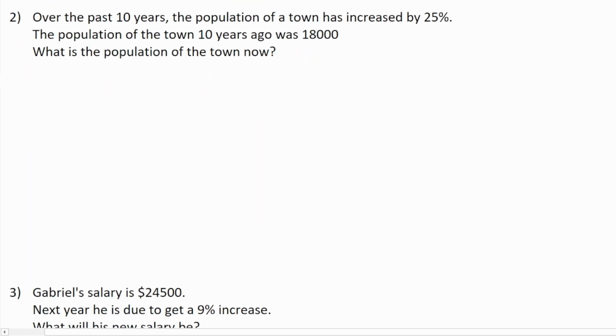Now moving on to exercise 2. Again, you should pause the video, try to solve it on your own. Over the past 10 years, the population of a town has increased by 25%. From this first sentence, we can already tell we're dealing with percentage increase. So the rule will be with the plus beside the r. And this is the increase. This is obviously r. The population of the town 10 years ago was 18,000. Okay, this was 10 years ago. What is the population of the town now?